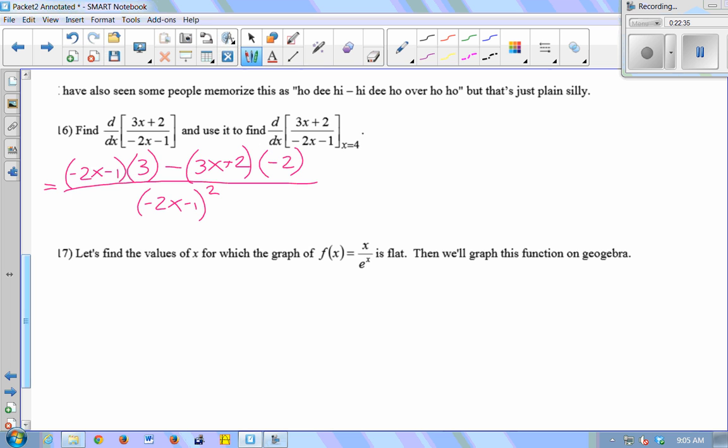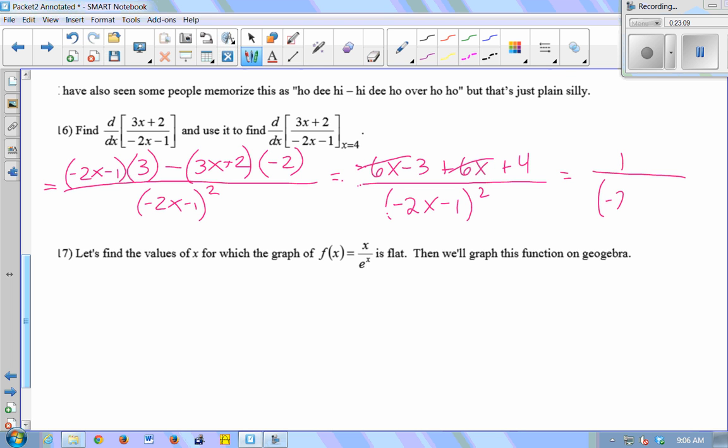And then this I can definitely simplify. So I have negative 6x minus 3. I guess I'll just write it all out. Negative 6x minus 3 plus 6x, because I'm distributing this negative and the negative 2 at the same time. So I get plus 6x plus 4 all over negative 2x minus 1 squared. 6x's cancel, and I end up with 1 over negative 2x minus 1 squared.